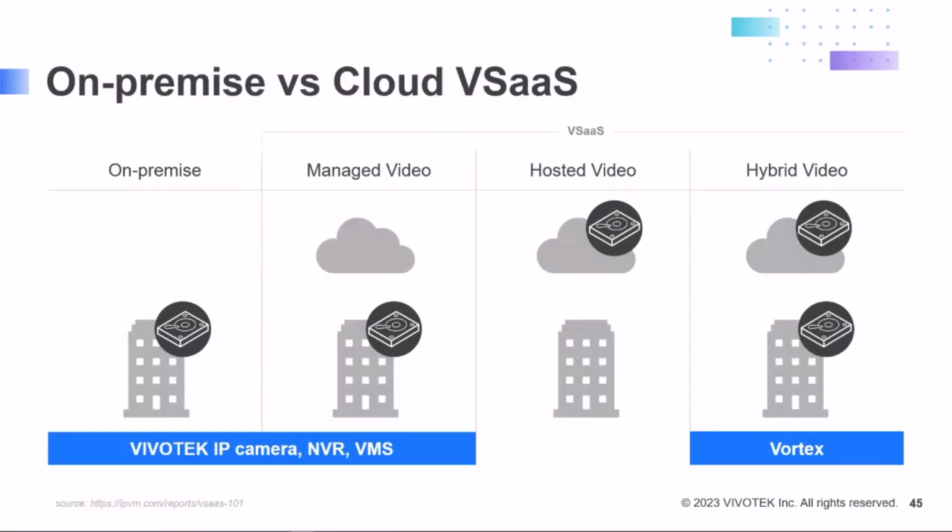Now, there's two major types of VSaaS, video surveillance as a service, right? We have hosted and managed, and this is just going to depend on where the video is stored. Managed video is whenever the video is stored on site, as it traditionally has been, just like the options that we've gone over earlier, but it's managed in the cloud. Hosted video is whenever the video is stored in the cloud, not on site, as well as managed in the cloud. Well, hybrid video is whenever the video is partially stored on site and partially in the cloud, and this is exactly where Vortex lies.